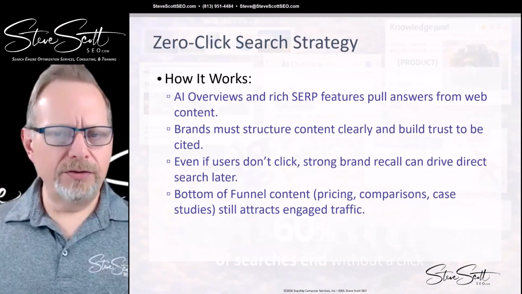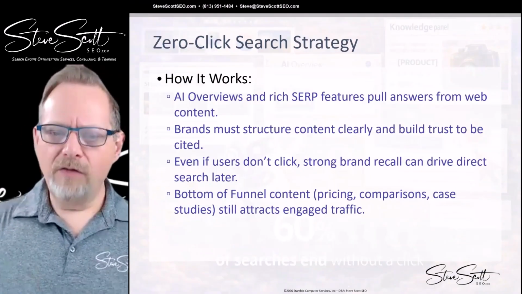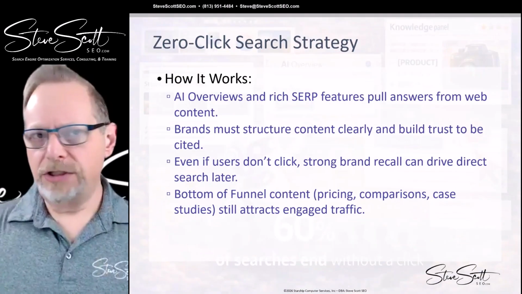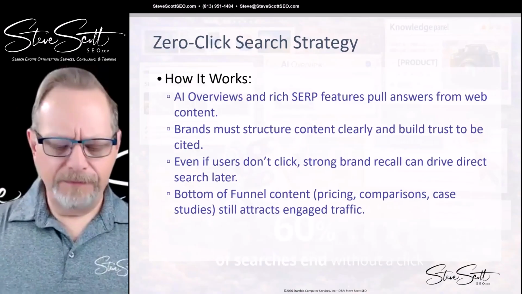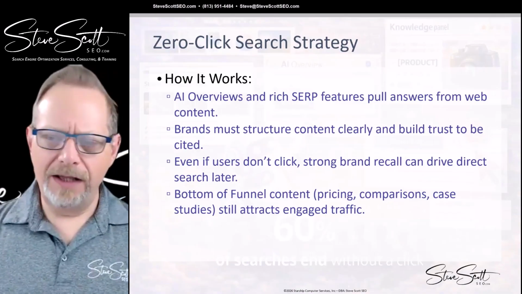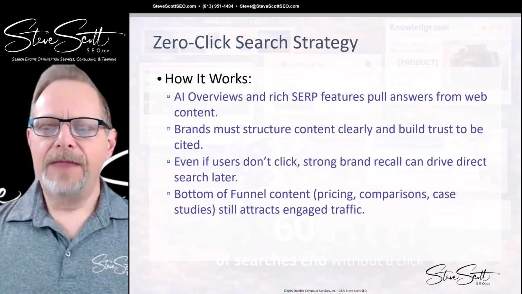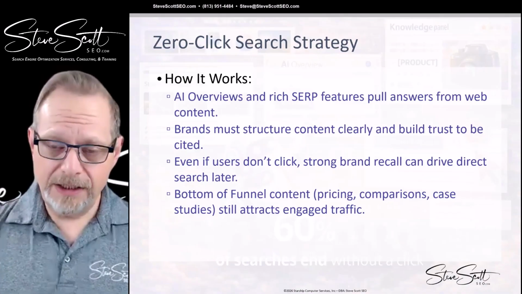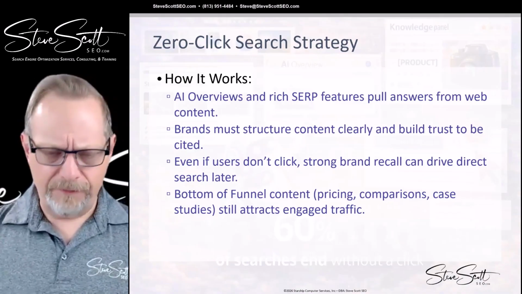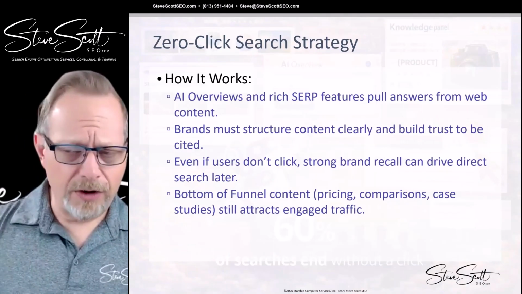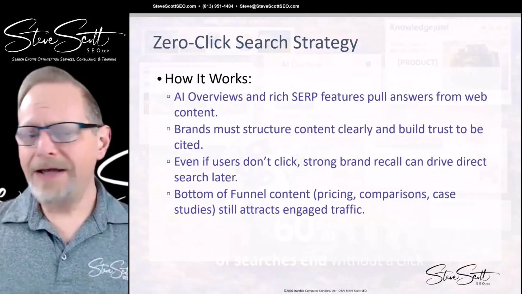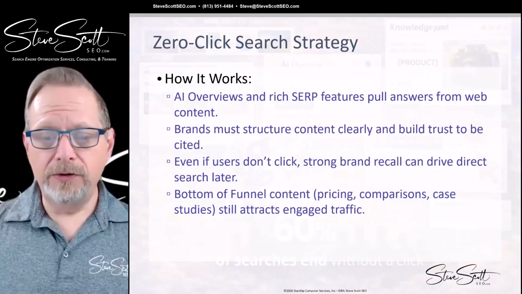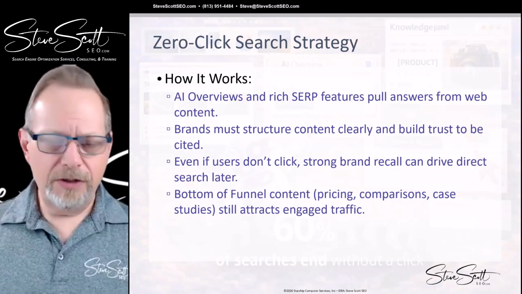So how does the zero-click search strategy work? Well, AI overviews and the rich search engine result page features, like People Also Ask and the videos and whatnot, there's carousels all over the place now. They pull answers from web content. So your content is what's surfacing, like we saw, right? The thing from Bo, the RuPaul thing, cars.com and whatnot. So brands have to structure content clearly and build trust to be cited. We saw those outlines.